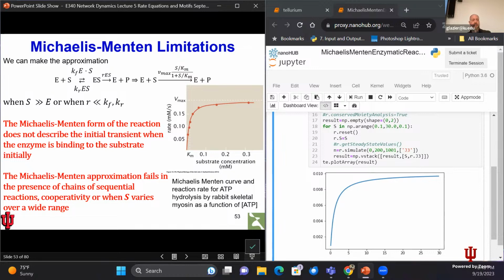So a Hill function has three parameters. It has the Vmax as Michaelis-Menten. It has the half-maximal concentration, Km, as Michaelis-Menten. And then it also has an exponent n. And if that exponent n is set to be 1, then you recover Michaelis-Menten.